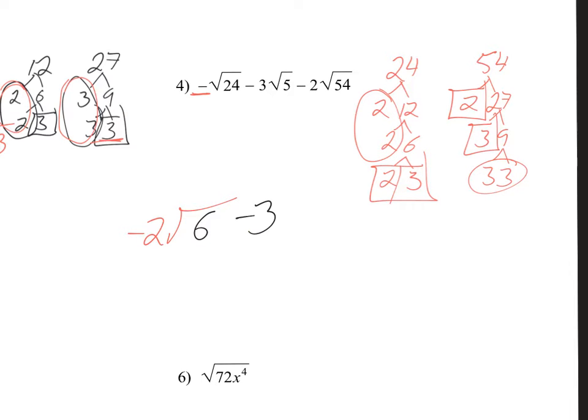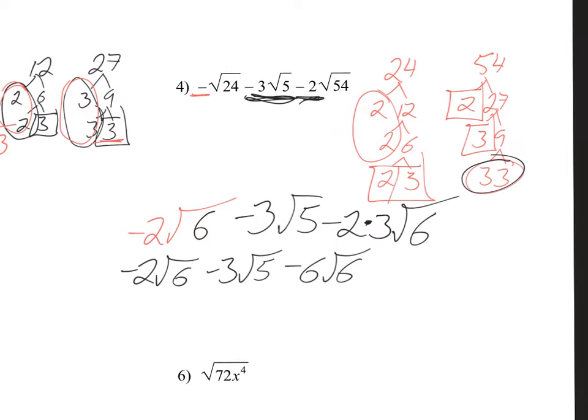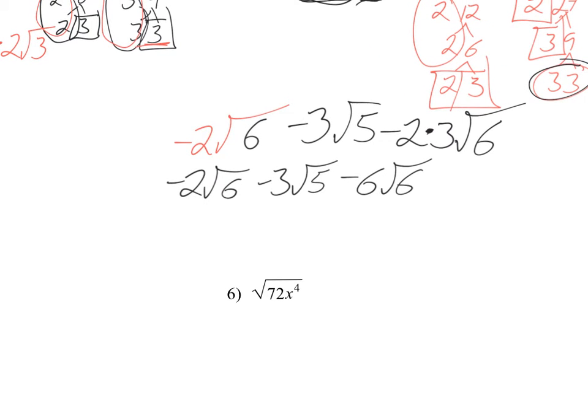Minus 3, radical 5, that came from right here. Minus 2, coming from right here, times this circle of 3s, so 3. Radical, 2 times 3 is 6. So simplifying, I have -2 radical 6, minus 3 radical 5, minus 6 radical 6. Now I have two things that both have radical 6, so let's go ahead and combine those. So I have -2 minus 6, so that is -8 radical 6 minus 3 radical 5.